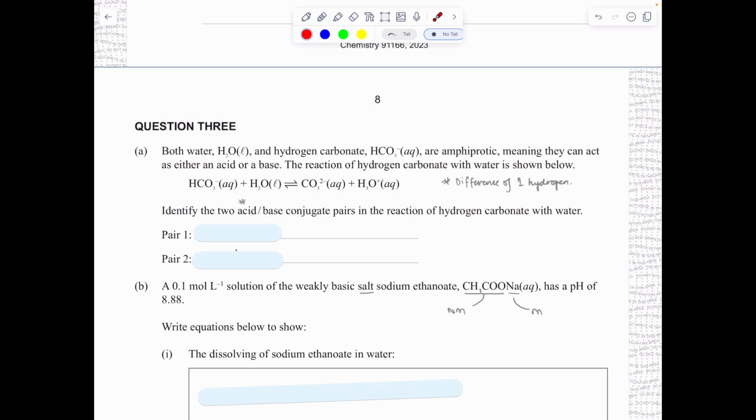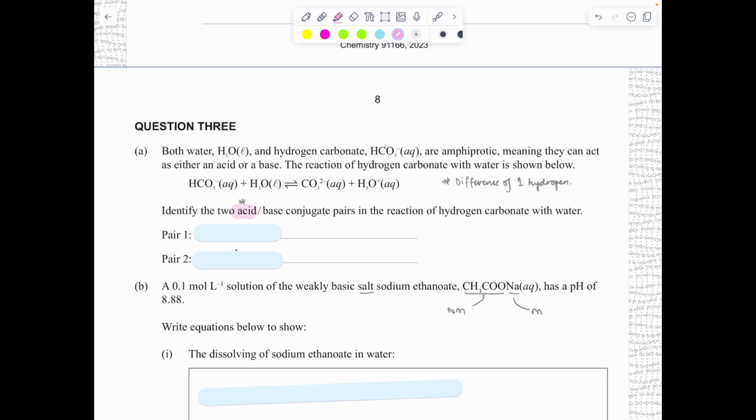Question 3. Alright, we're up to part 3 of the exam. Well done if you made it this far. Both water and hydrogen carbonate are amphiprotic, meaning they can act as either an acid or a base. The reaction of hydrogen carbonate with water is shown below. So, it's asking us to identify the two acid-base conjugate pairs in the reaction of hydrogen carbonate with water.